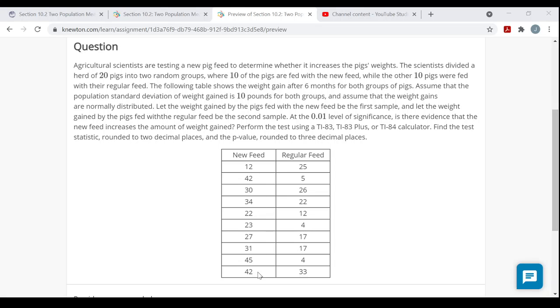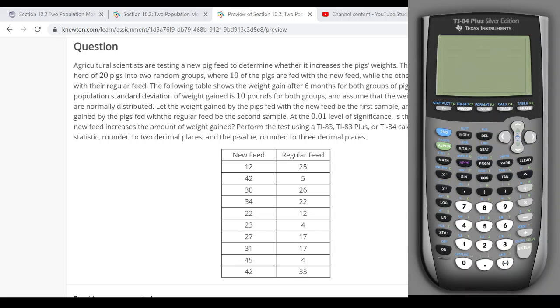They don't give us the average. They don't give us really any statistics. They just give us the hard data itself. So you could add them up, divide by 10, get the average, add these up and divide by 10, get their average, and then subtract the averages and do all sorts of stuff. Use the formula to find the test statistic. I mean, we could do all that, but let's have the calculator do some stuff for us instead.